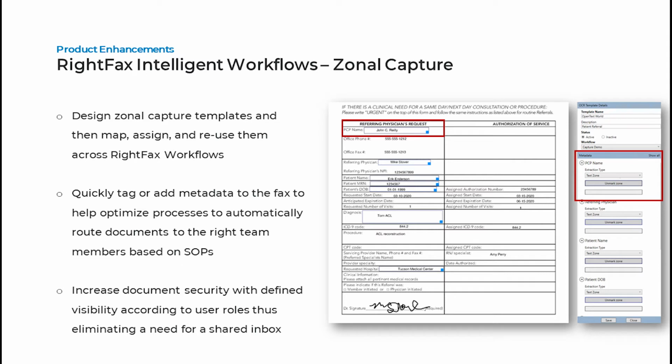RightFax Intelligent Workflows uses a custom image editor so you can easily define your zonal OCR fields. You can predefine data types to help improve accuracy and reliability. Templates can be reused across multiple workflows to eliminate duplicate efforts. And although not 100% accurate, handwritten fields are recognized and converted. I would always recommend defining a verification step in your workflow to confirm your data was accurately OCR'd, especially when using handwritten.